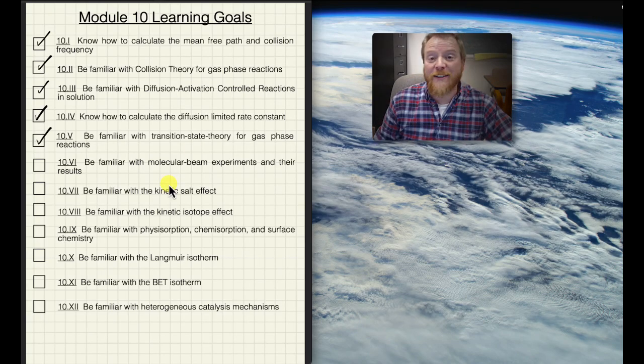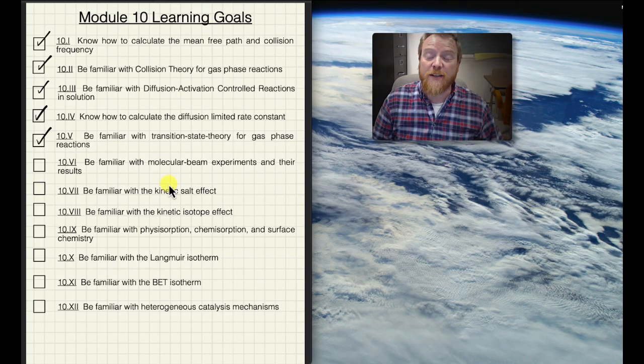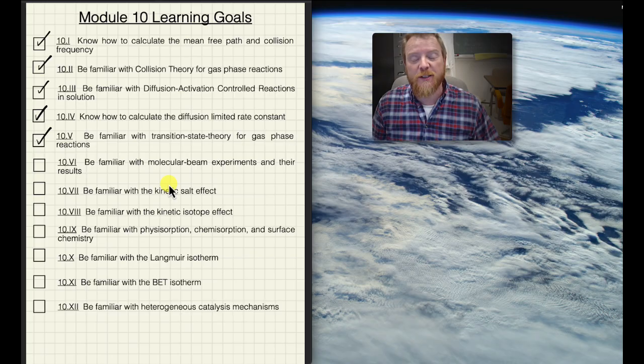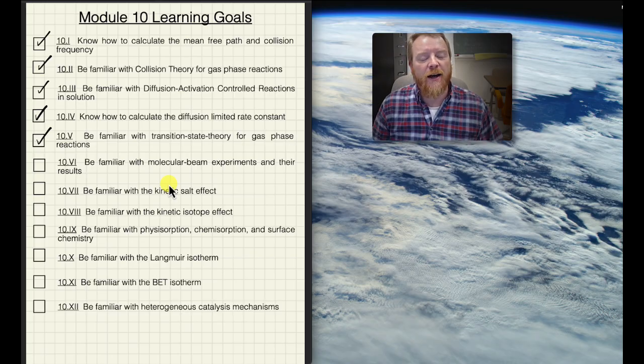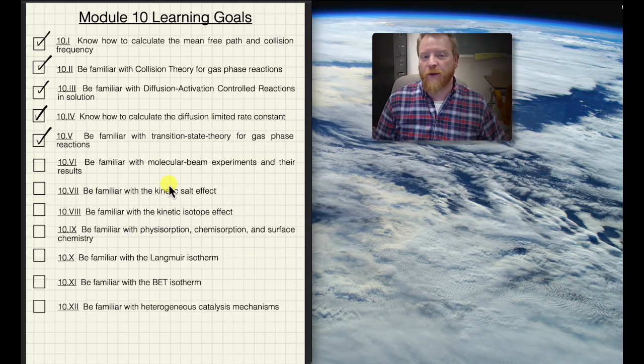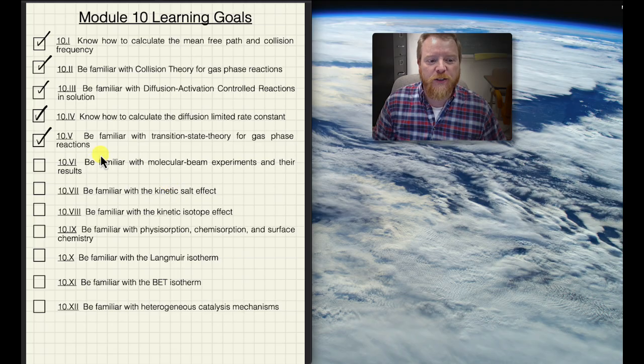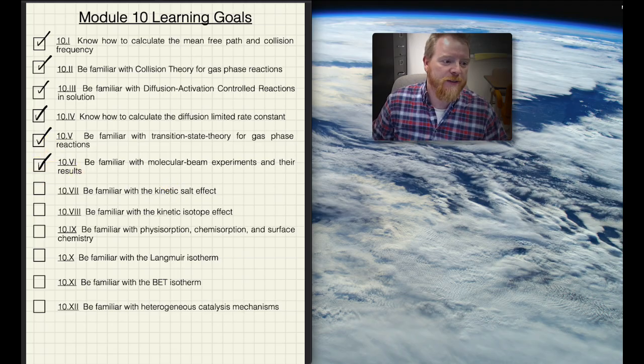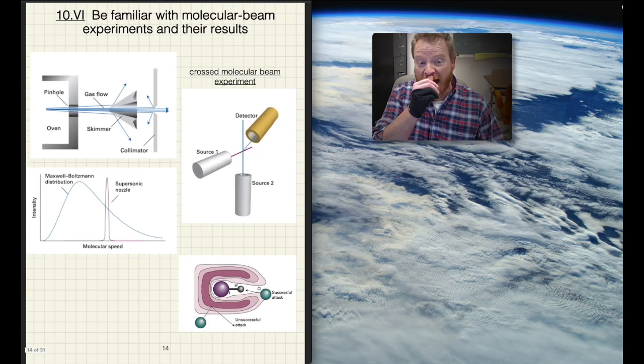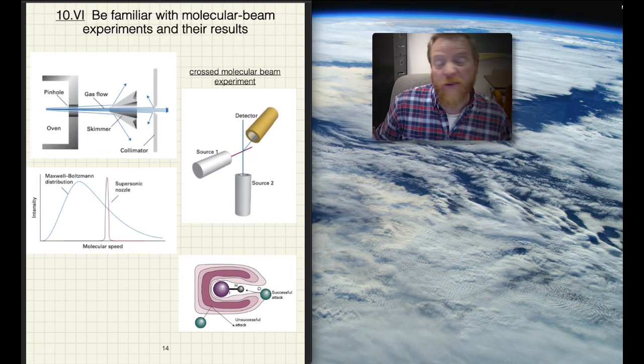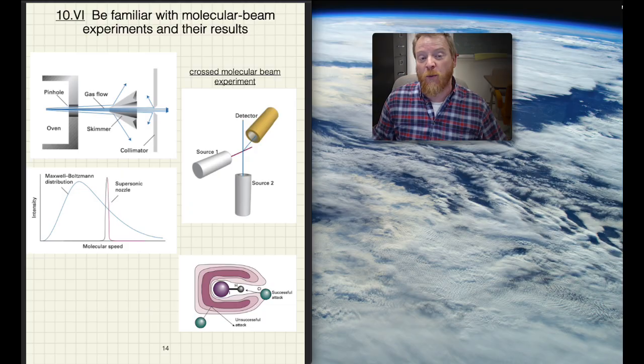Okay, hey folks, getting into this next learning goal. This is on some pretty advanced stuff that you typically wouldn't see until graduate school if you went that way. So I just wanted to talk about this briefly, molecular beam experiments. This is some pretty cool stuff and is certainly an avenue for what you might do in graduate school if you're interested in physical chemistry.